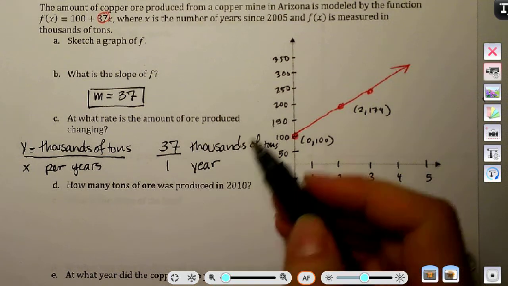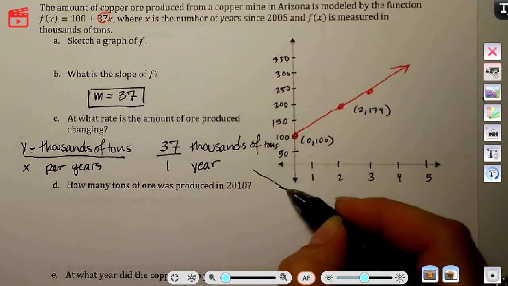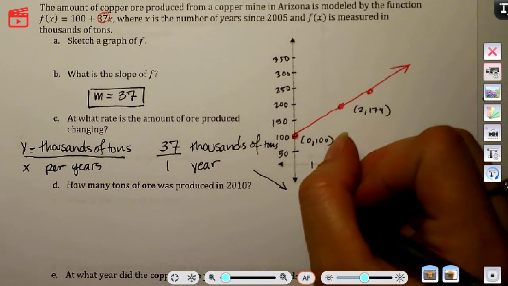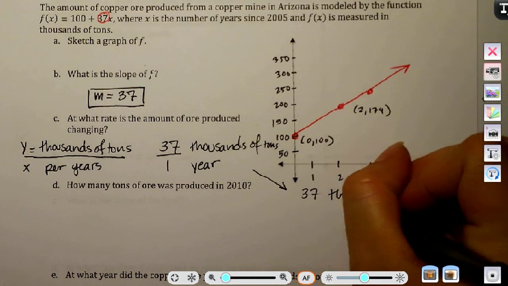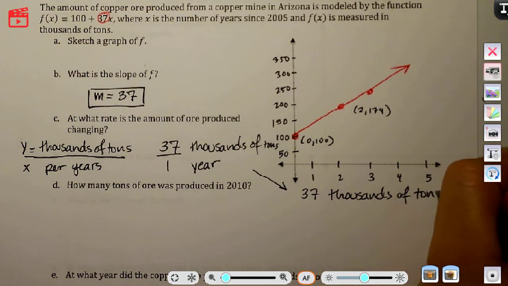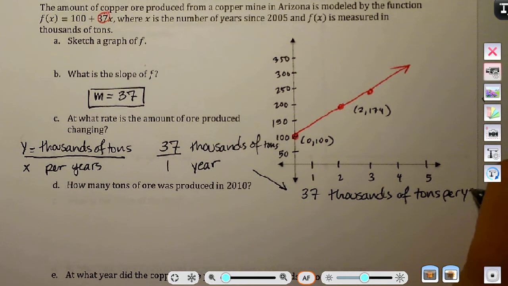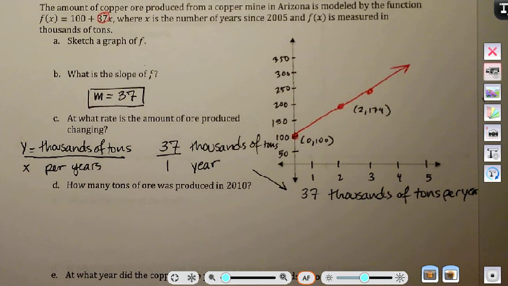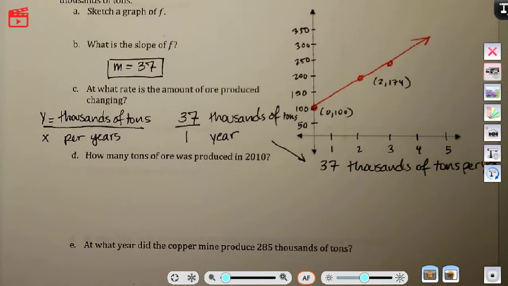Okay, so the rate that the amount of ore produced is changing is 37 thousands of tons per year. And I have run out of room to write that, so I'm going to go ahead and jot that down there. 37 thousands of tons per year. Ooh, I'm running out of room everywhere. Okay.